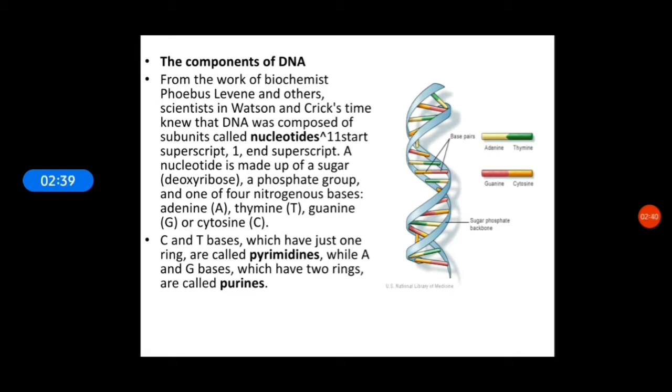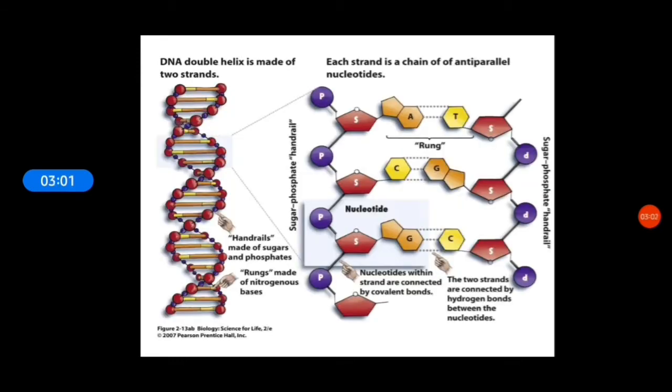Each strand in the molecule of DNA is made up of many small molecules known as nucleotides. There are four types of nitrogen bases: adenine, guanine, cytosine, and thymine. Adenine and guanine are called purines, while cytosine and thymine are called pyrimidines.